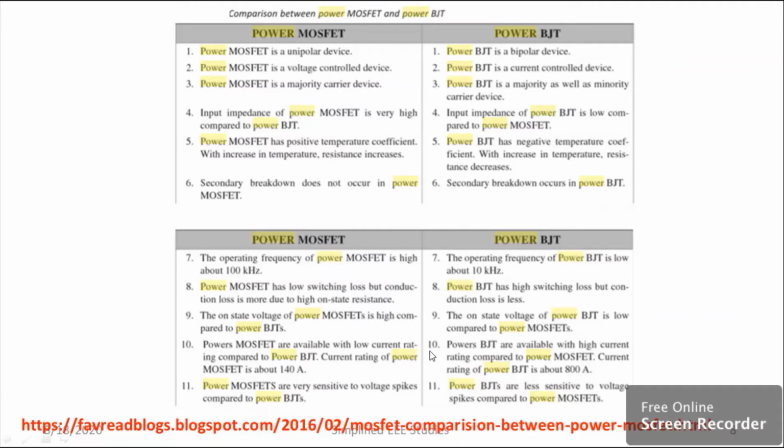Power BJTs are available with a high current rating compared to power MOSFET. The current rating is about 800 ampere. Already it's a current controlled device. Power MOSFETs are very sensitive to voltage spikes compared to power BJT. Power BJTs are much less sensitive to voltage spikes as compared to power MOSFET. These are the differences between power MOSFET and power BJT. That is most important. We may get some confusion. You have to get rid of those kinds of confusions.